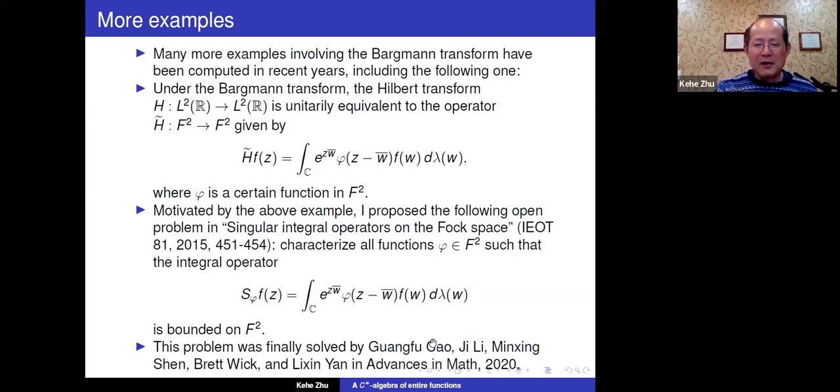Then eventually in 2020, a group of 5 people, 3 of them from China: Cao, Sheng, and Yan. Yan is a very famous harmonic analyst in China. Even internationally, he's well known in harmonic analysis. Brett Wick, I think most of us know. And Cao is a colleague of mine. I went back to China very often, and I collaborated with him several times.